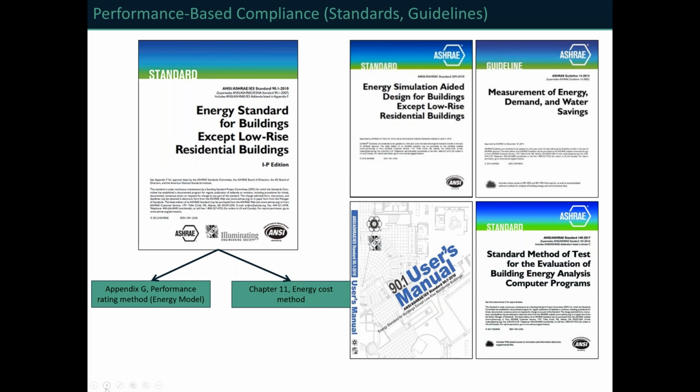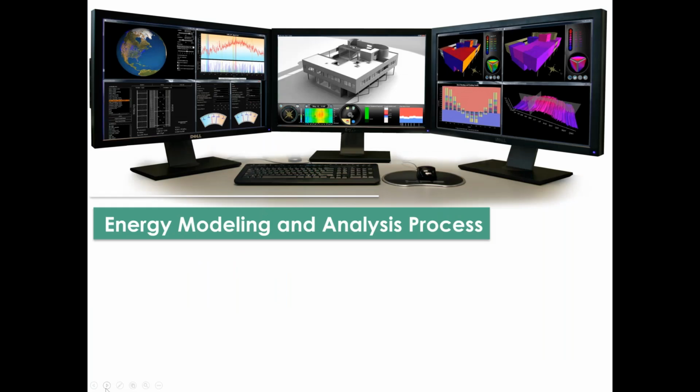Also, there are different ASHRAE guidelines. There is a 90.1 user manual. There is ASHRAE 140, which is a standard method of test for the evaluation of building energy analysis computer programs, and also ASHRAE 209, which is the main reference for doing energy modeling, energy simulation aided design, and Guideline 14, which I will talk about, why we need it and why it is important.